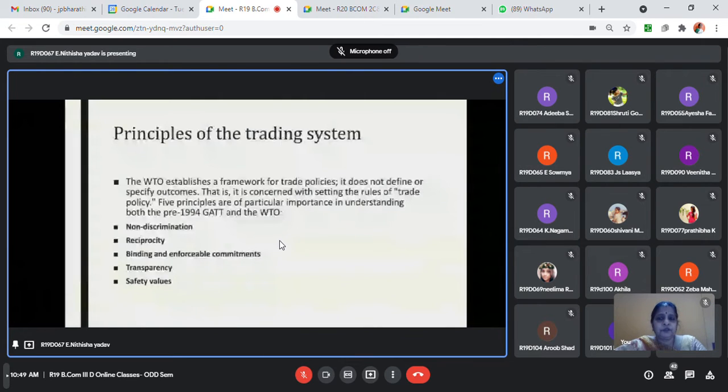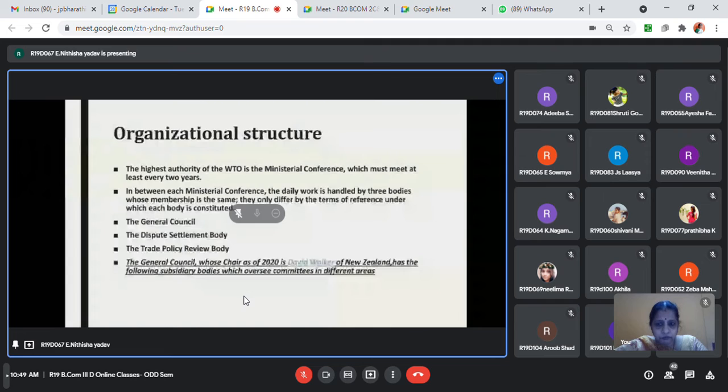Yes, ma'am. Organizational structure. The highest authority of the WTO is the Ministerial Conference, which must meet at least every 2 years. In between each ministerial conference, the meeting is handled by three bodies whose membership is the same. They only differ by the terms of reference under which each body is constituted. The first body is the General Council, the Dispute Settlement Body, and the Policy Review Body.